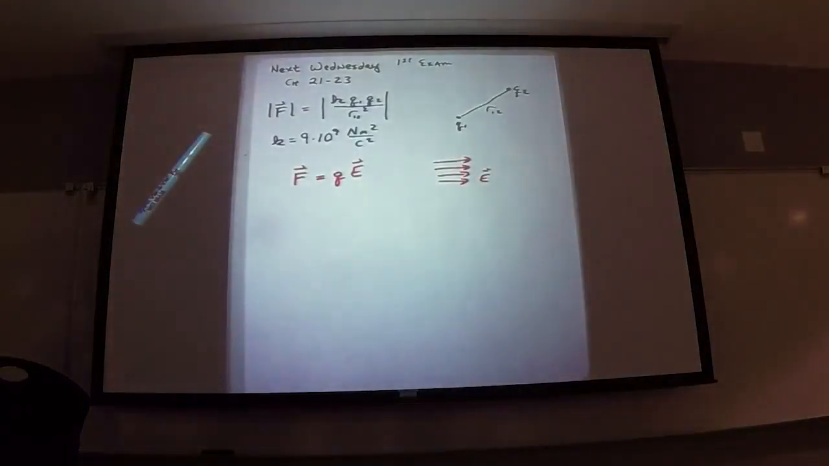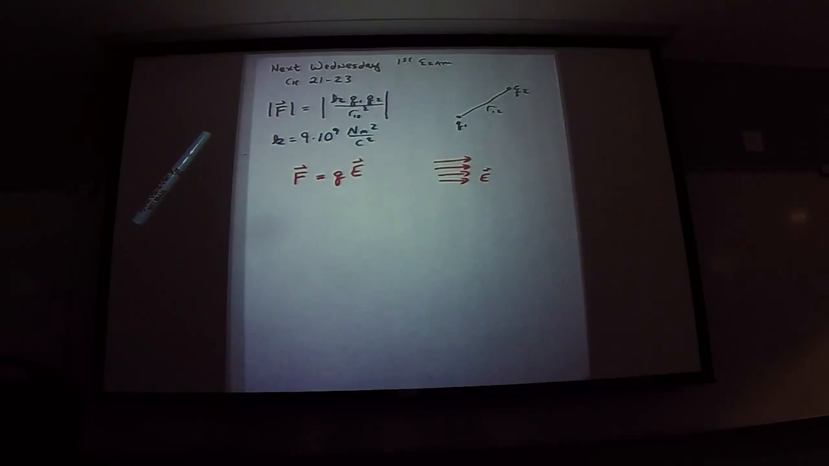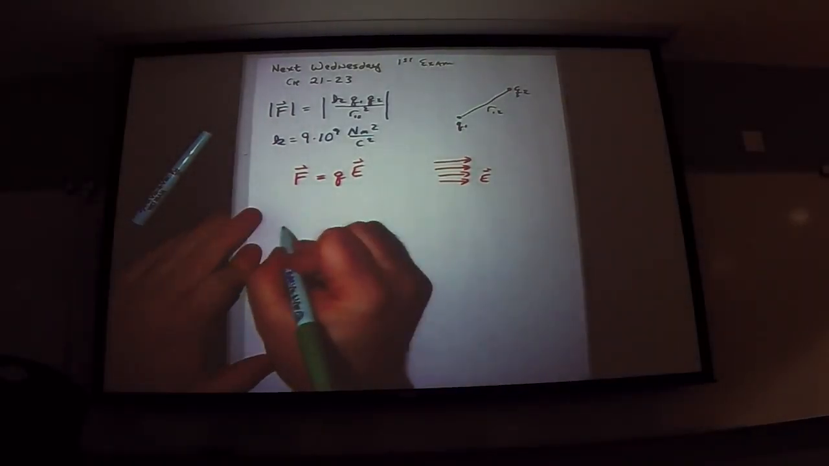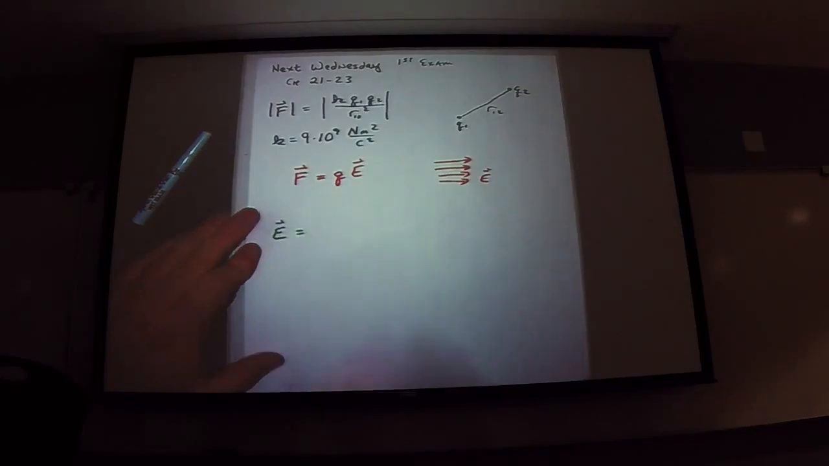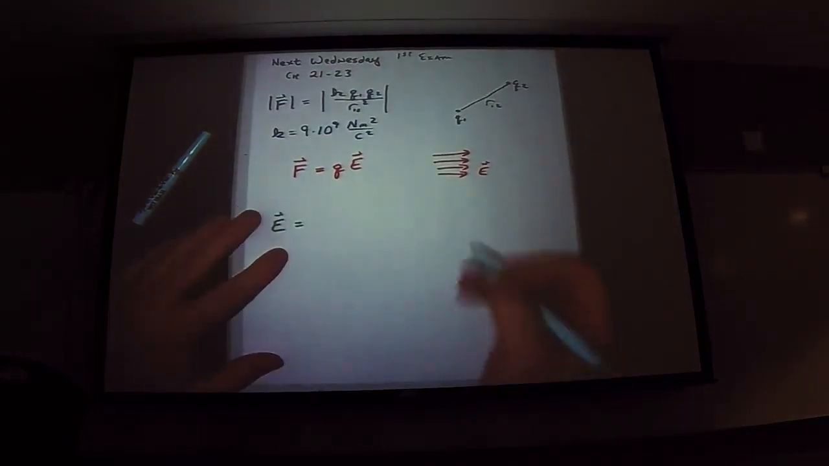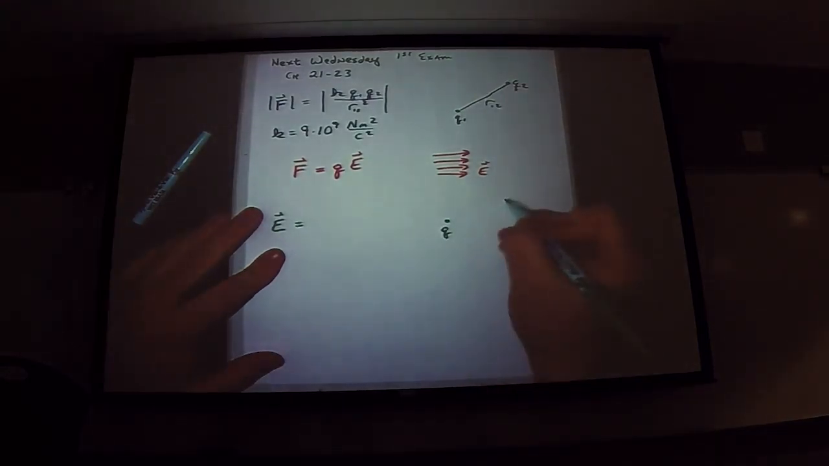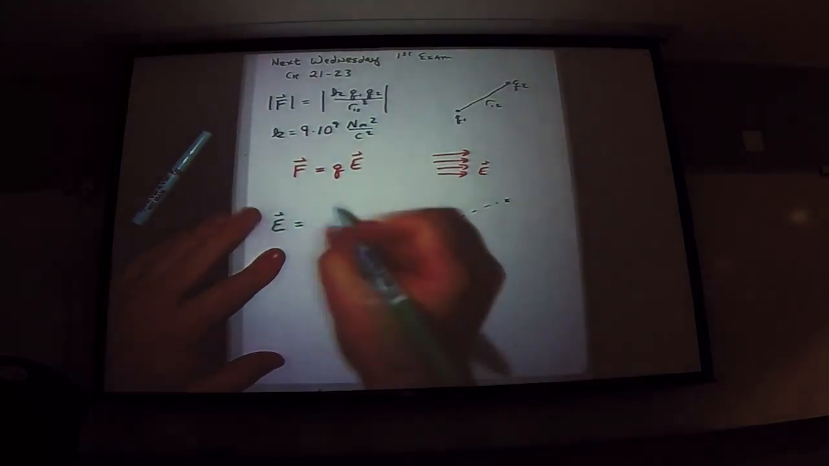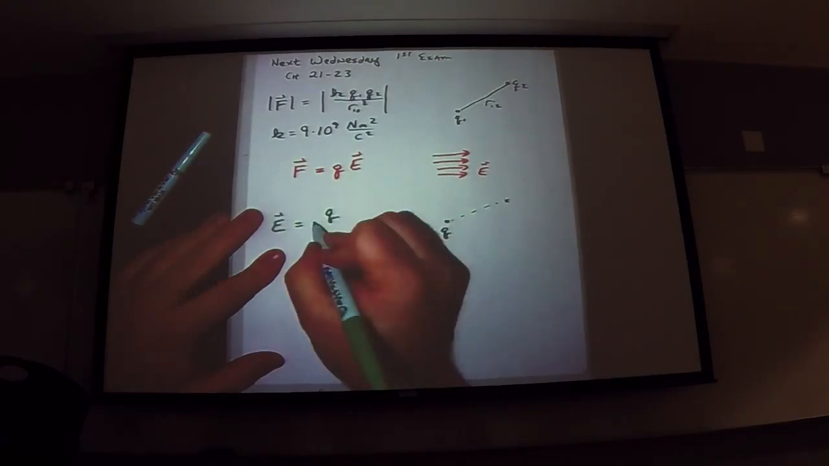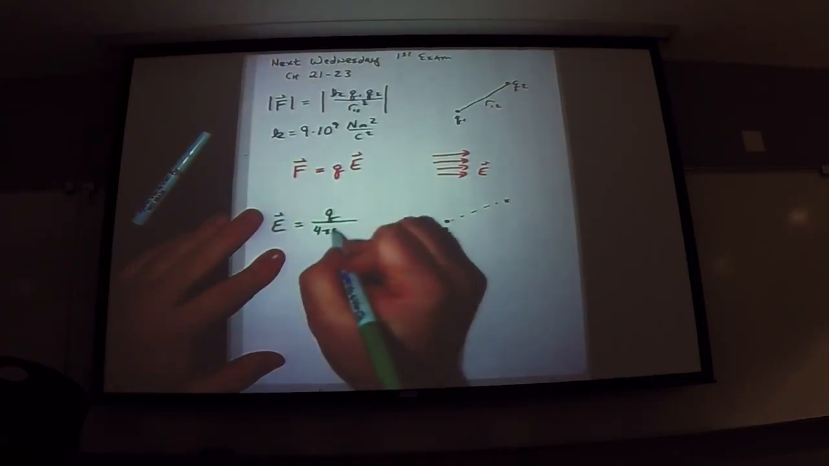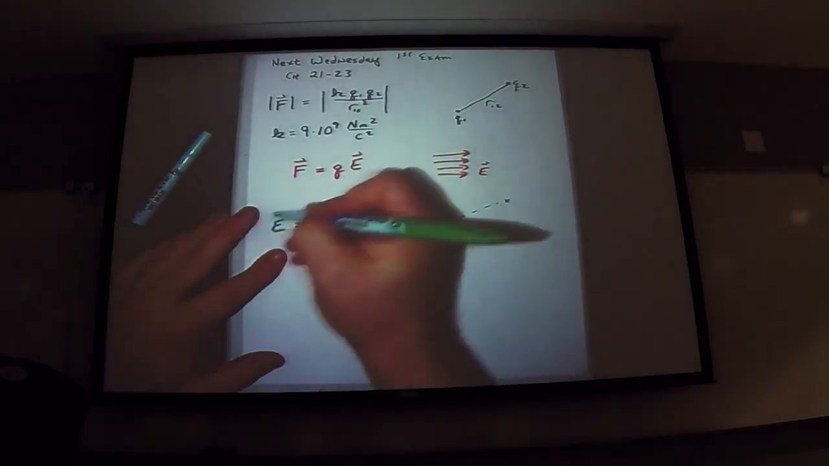Then we talked about creating the electric field, and we create electric field by charges. Electric field from a point charge, charge Q, at some point P, is equal to Q over 4 pi epsilon naught r squared.